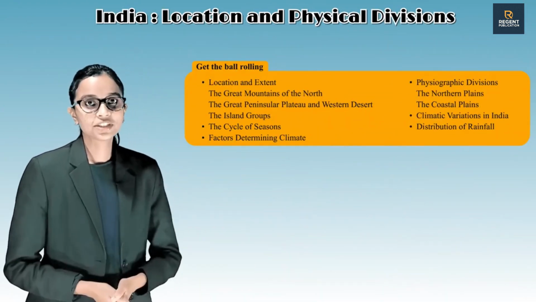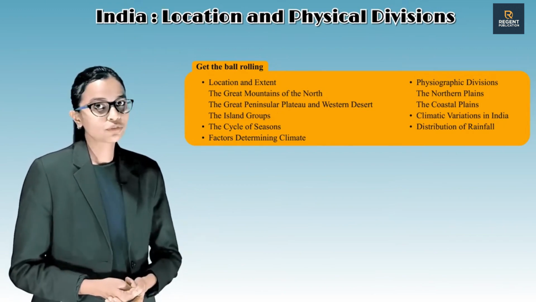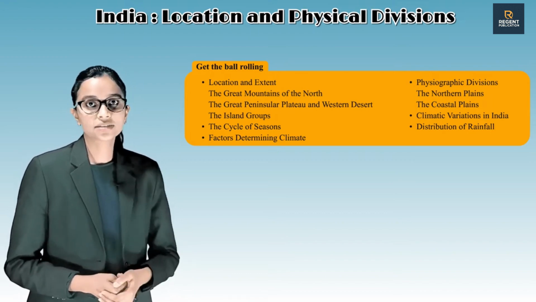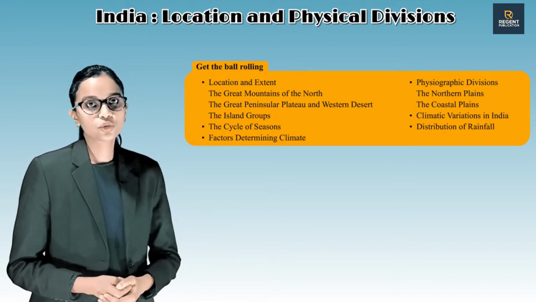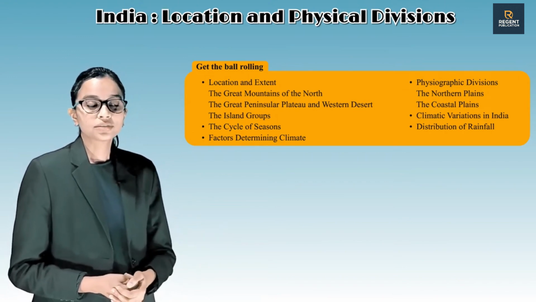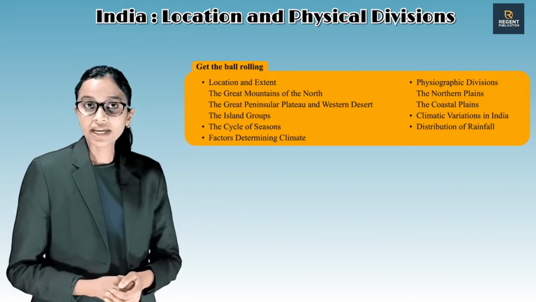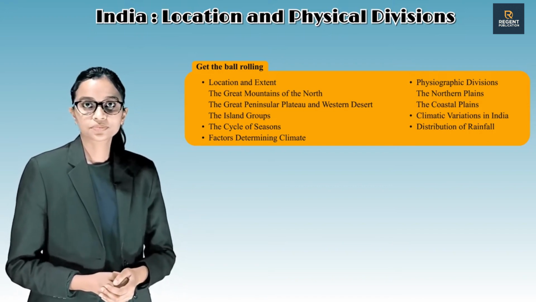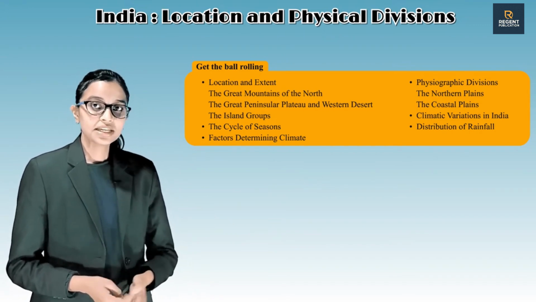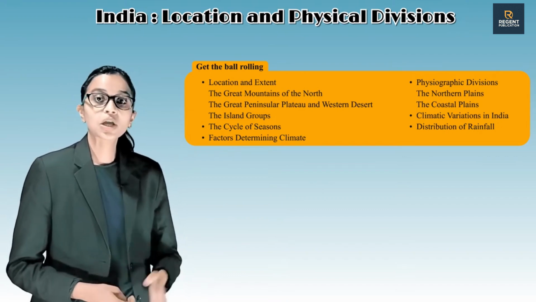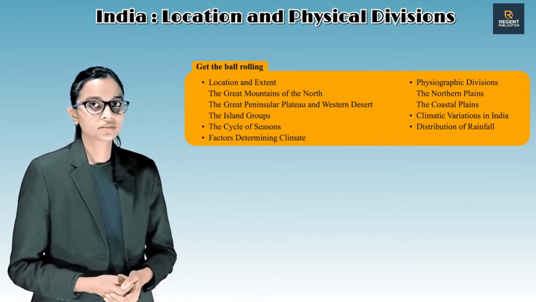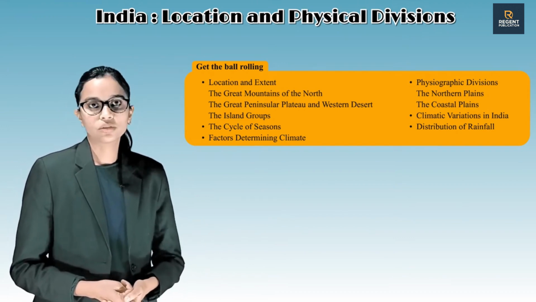Location and extent: the Great Mountains of the North, the Great Peninsula Plateau and Western Desert, the island groups, the cycle of seasons, factors determining climate, physiographic divisions, the northern plains, the coastal plains, climatic variations in India, distribution of rainfall.